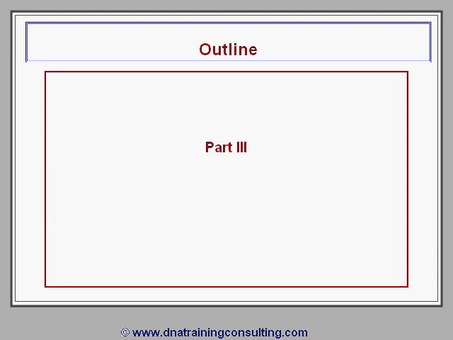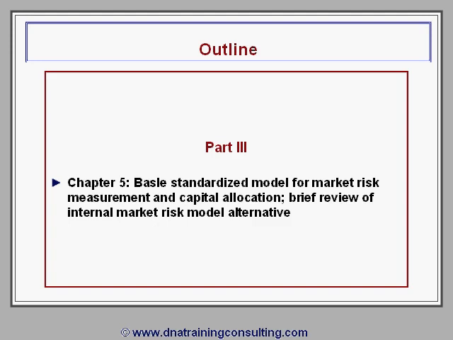In part 3, Chapter 5 provides a detailed exposition of the Basel standardized model for market risk measurement and capital allocation, and briefly touches upon some guidelines regarding the alternative use of internal market risk models.